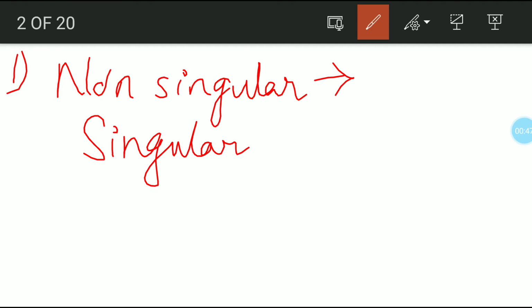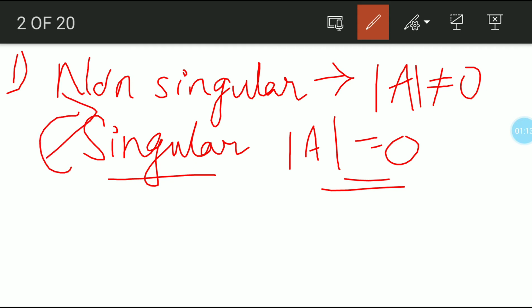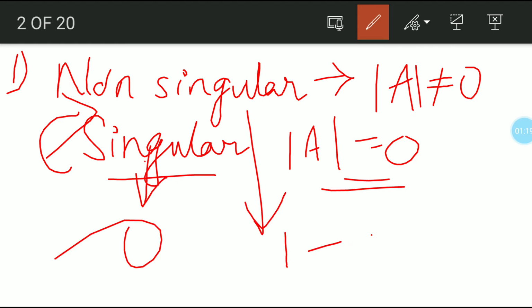So a non-singular matrix means the modulus of the determinant, that determinant should not be equal to 0. And singular means the determinant of A should be equal to 0. If it is not equal to 0, it is going to be in the category of non-singular. Okay, so singular means only 0, non-singular means anything other than 0. I think you understood this. Now let's get back to the question.